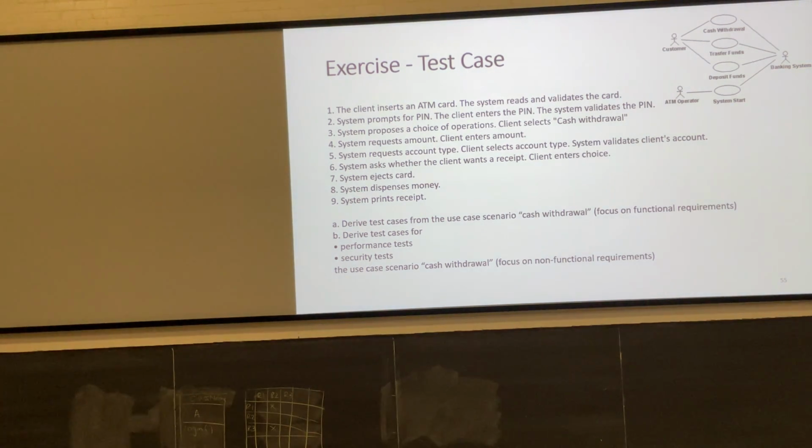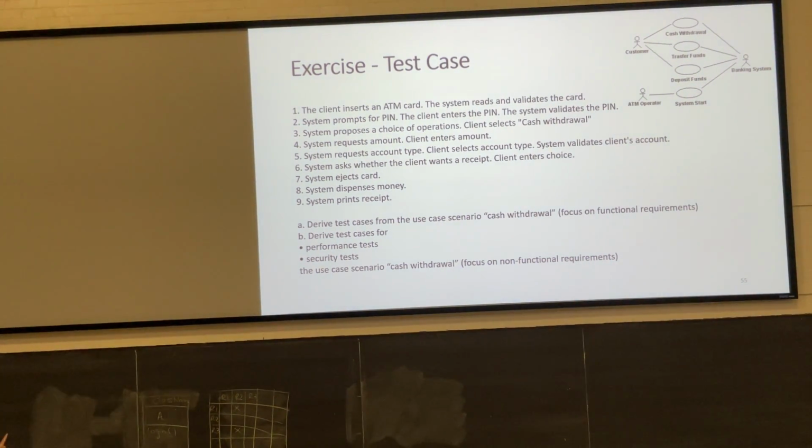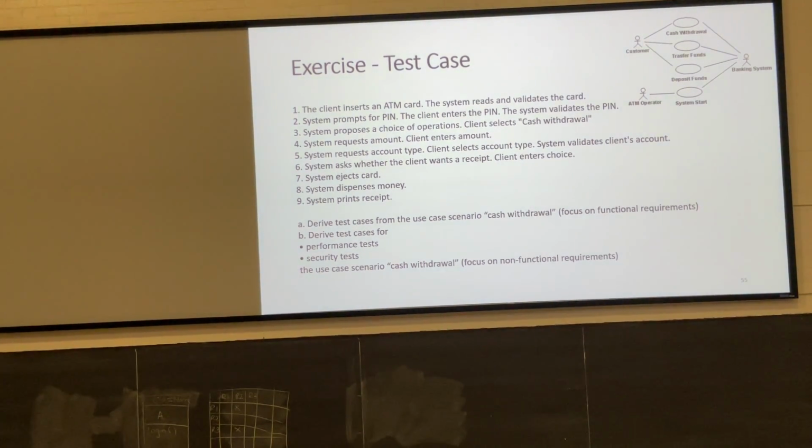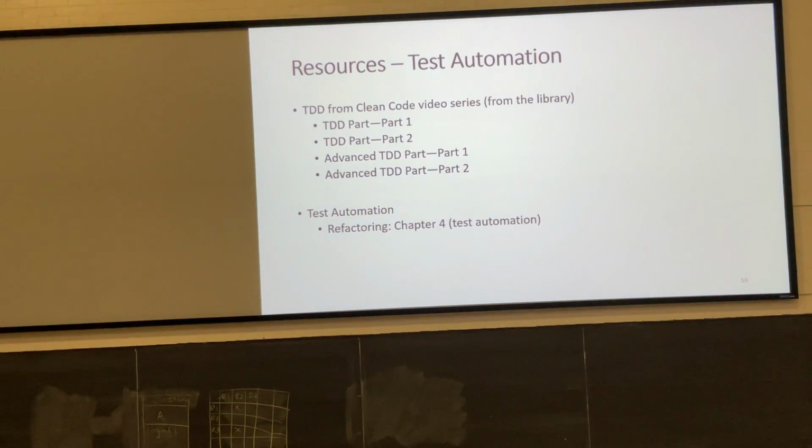I want you to derive some test cases based on the functional requirement, which is cash withdrawal. But I also want you to start thinking about how I am going to test non-functional requirements. I want you to focus on performance and security non-functional requirements in the context of cash withdrawal. How can I test for performance when I'm withdrawing cash? How can I ensure security? What are some of the tests that I need to perform? So think about it, we're going to go over it in class. That's an exercise. And if you haven't read that article, we are also going to look at some best practices on Tuesday, so make sure you read that.